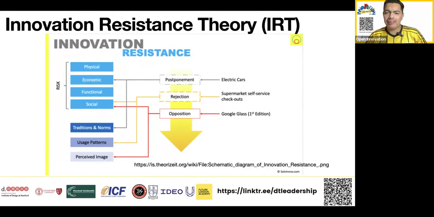For example, electric cars. It was developed by Solvinov. You can look into the IRT theory. There's some development from the 80s, 90s, and further. It could also be functional. In other words, that function may not be related to that particular community or particular customers, right?